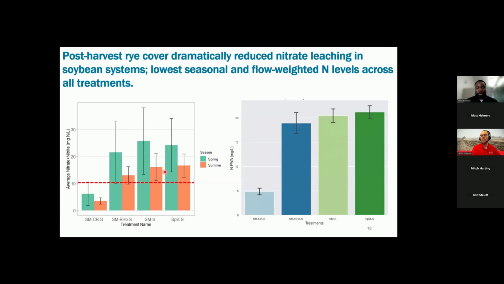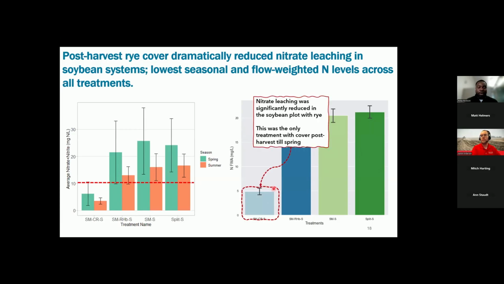When we look at the flow-weighted values, we still see that the RHB plots did have substantial reductions in nitrates coming out of the soil. This was primarily due to the previous season's treatment where we had some cover crop growing on those plots prior to the experimental design being set up. So it points out the fact that when you do have cover crop or some form of cover on our soils without leaving them bare, we're able to reduce the nitrates coming out of the soils substantially.